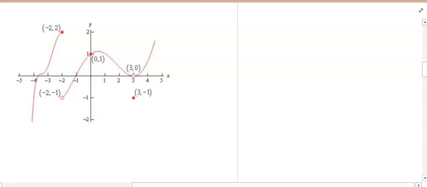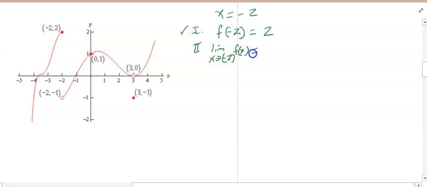Let's start with looking at -2. So look at x equals -2. One, does f of -2 exist? The f of -2 exists where this closed dot is, and that is equal to 2. So that checks off item one. Item two, does the limit as x tends to -2 of f of x exist?